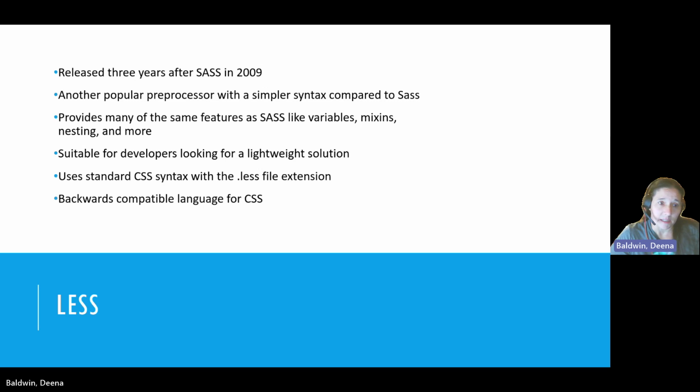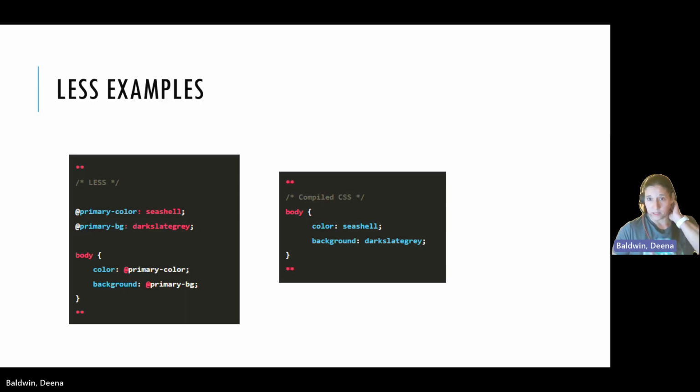It uses standard CSS syntax with the .less file extension, and it's a backwards compatible language to CSS, which is great. So this is just an example here. It's the same thing that we used in the SAS section, but in the Less syntax. So this is using the Less syntax, and then it compiles to the same CSS as we saw before. But we've got our variables here with the @ symbol, and then we've just applied those variables in here in our body.